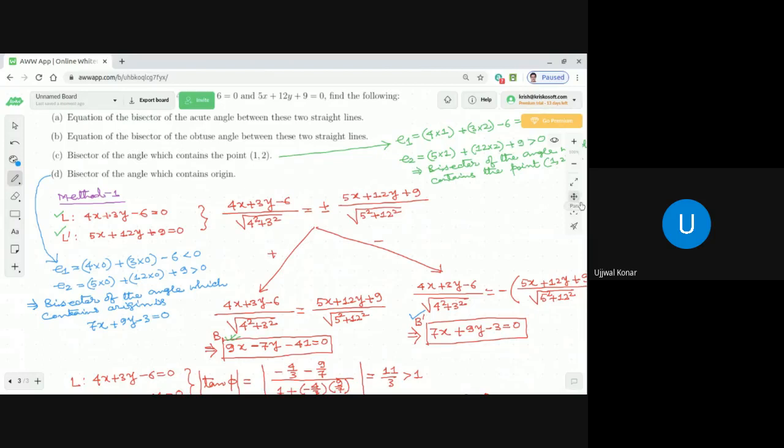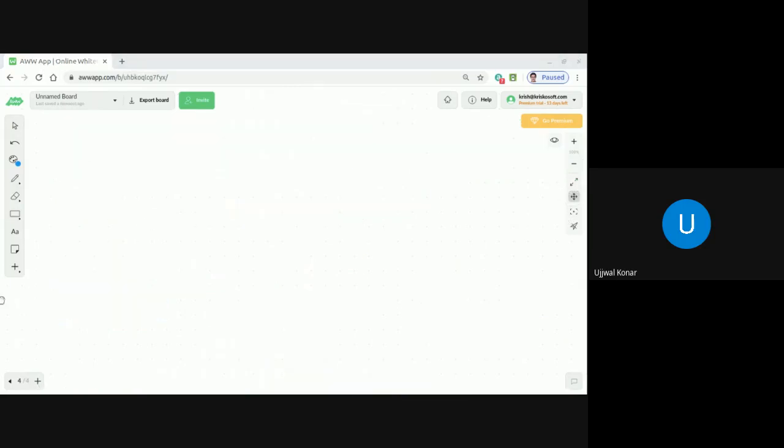So this is about whatever we discussed so far today, dear students. I explained both the theory part and a representative example. Now, the next point we are going to discuss is the concurrency of three straight lines. We are going to find the condition of concurrency of three straight lines. So let's understand first what is meant by the concurrency of three straight lines.